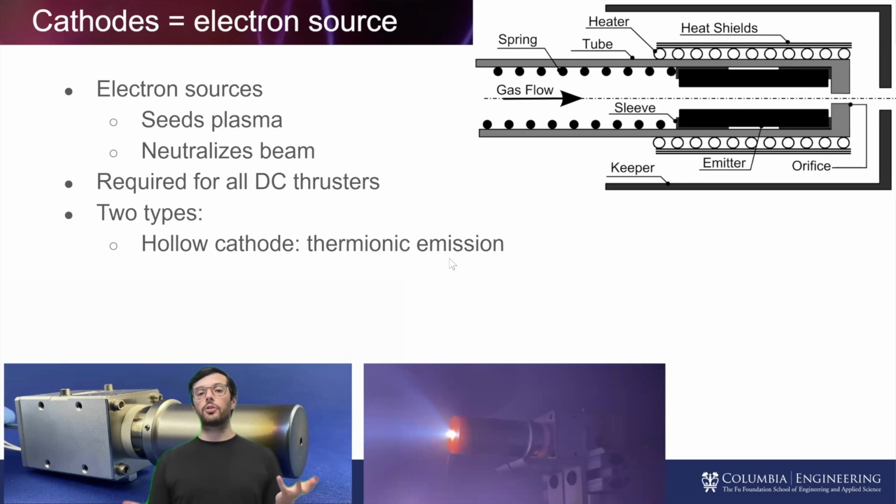So if you heat up a thermionic emitting insert, basically at some point it'll start spitting off electrons. It's a function of the material itself. They're very fancy materials. So then you have some electrons in here. You're flowing your neutral gas, which is xenon, usually the same gas as you're flowing through your thruster.